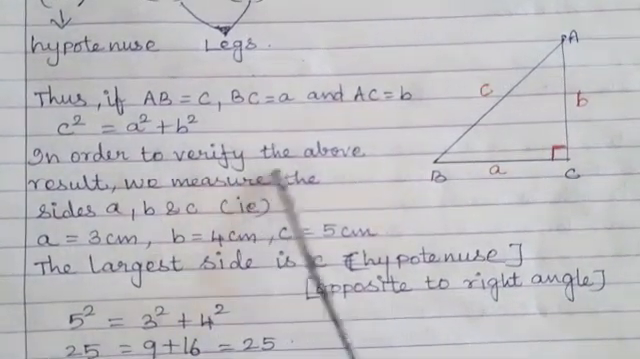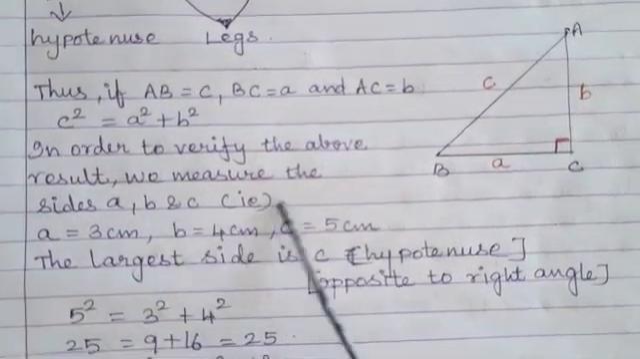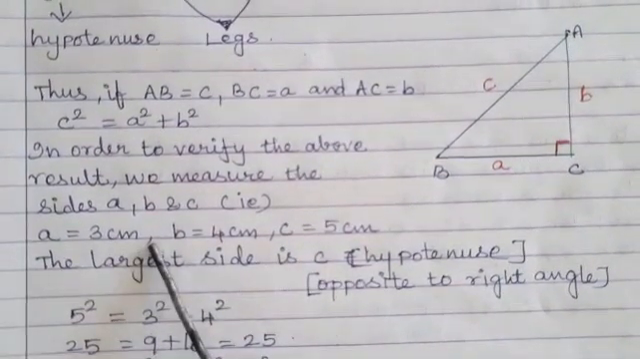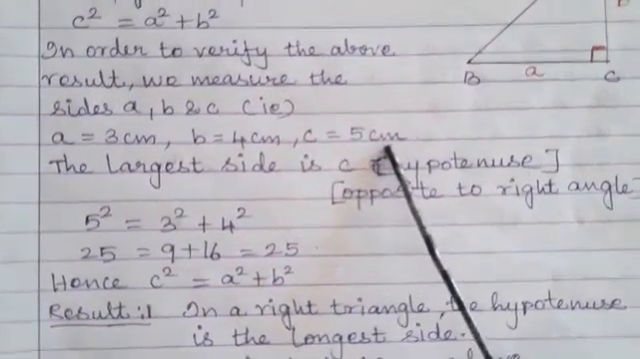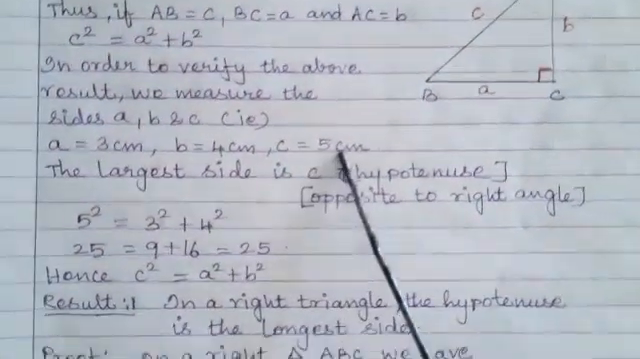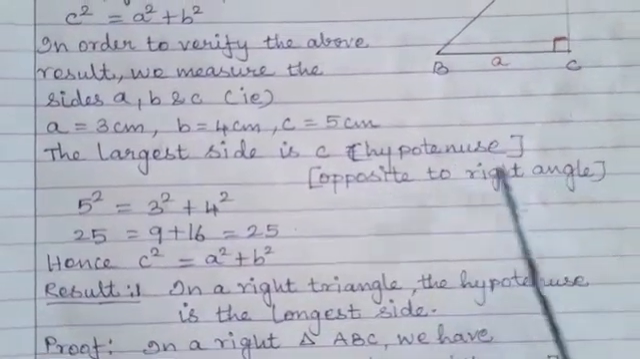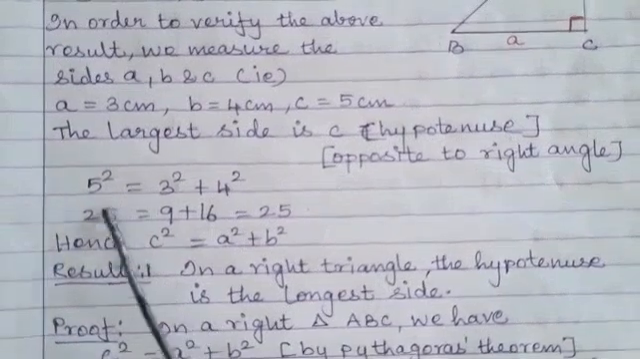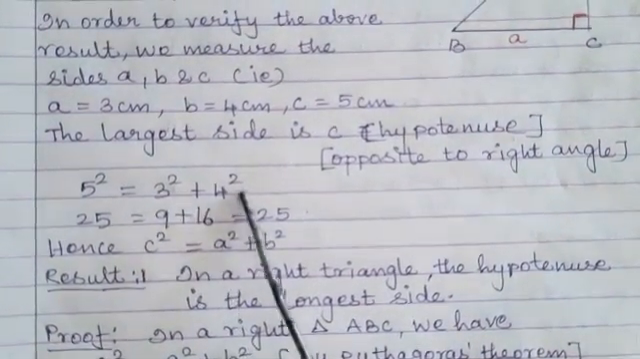In order to verify the above result, we measure the sides A, B and C. I am taking A equal to 3 cm, B equal to 4 cm and C equal to 5 cm. So the largest side is C, that is 5 cm, the hypotenuse opposite to the right angle. So C squared, 5 squared, is equal to A squared, that is 3 squared, plus B squared, that is 4 squared.